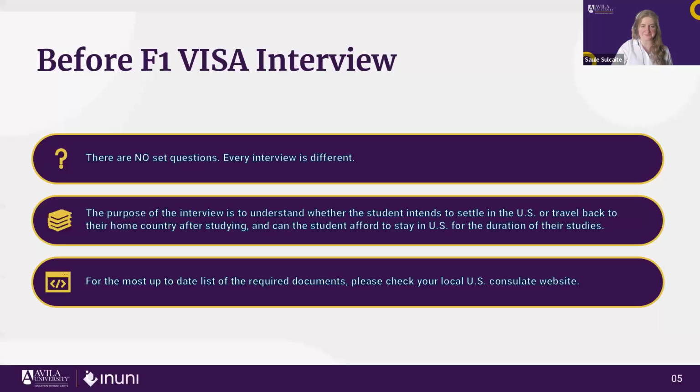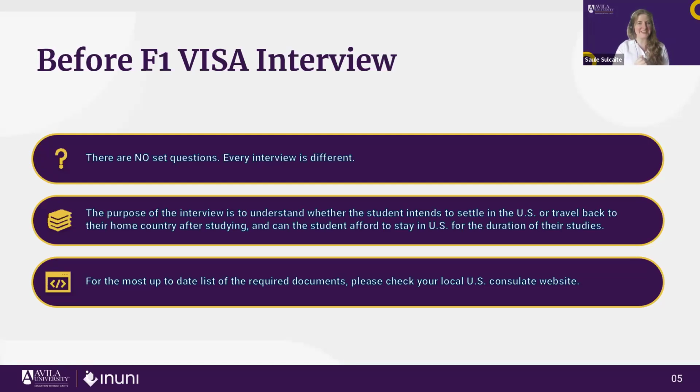First thing that I would like everyone to understand is that there are no set questions to a visa interview. Every student is different, every situation is different, therefore every interview is also different. Visa officers do not have a list of questions, they do not have a script of what they're going to ask. An interview is not a test, it's a conversation between you and a visa officer.